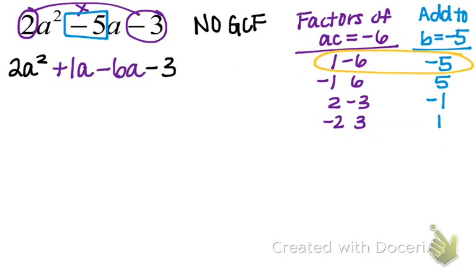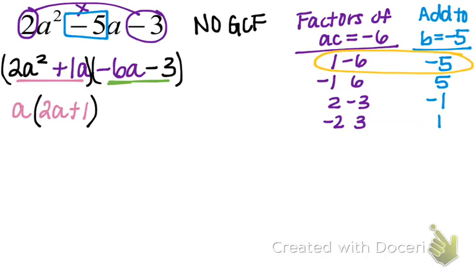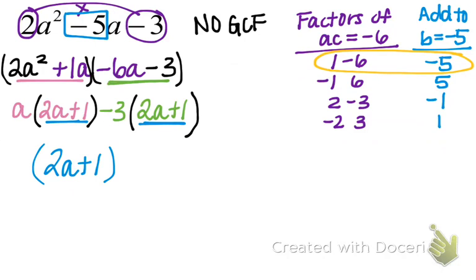Now that we have a polynomial with 4 terms, we can factor by grouping. Out of my first binomial, I can take out an a. I'm left with 2a plus 1. In my second binomial, I want to take out a negative 3, so then I'm left with, again, 2a plus 1. Now that these two factors are the same, we can factor them out, so we'll have 2a plus 1 times our remaining factor, which is a minus 3.